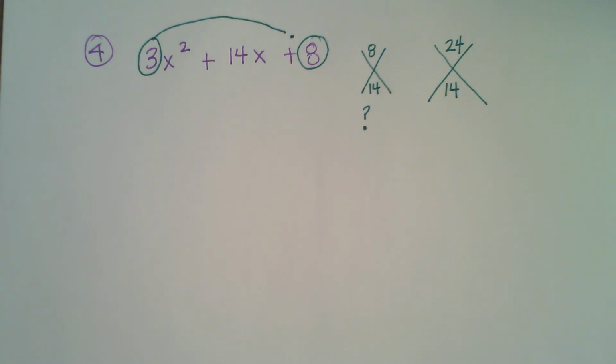One and 24, 2 and 12, 4 and 6, 3 and 8. Give me some numbers. Are you asking just for one? Anybody? Okay. 12 and 2.